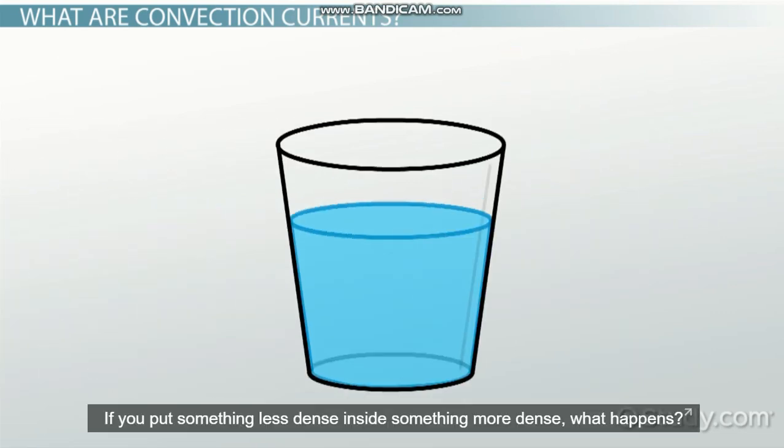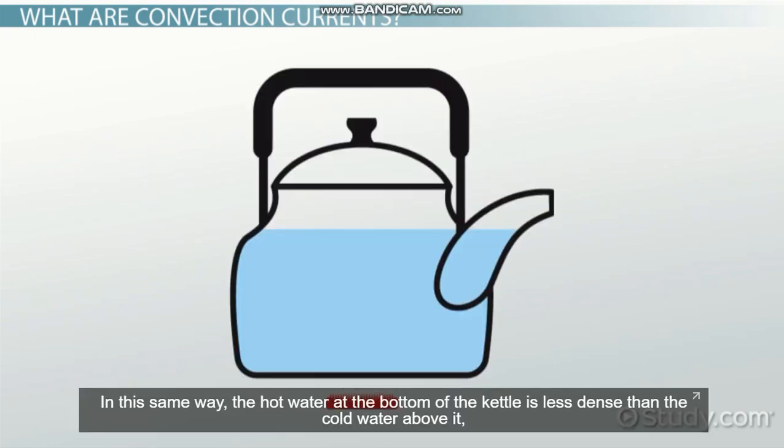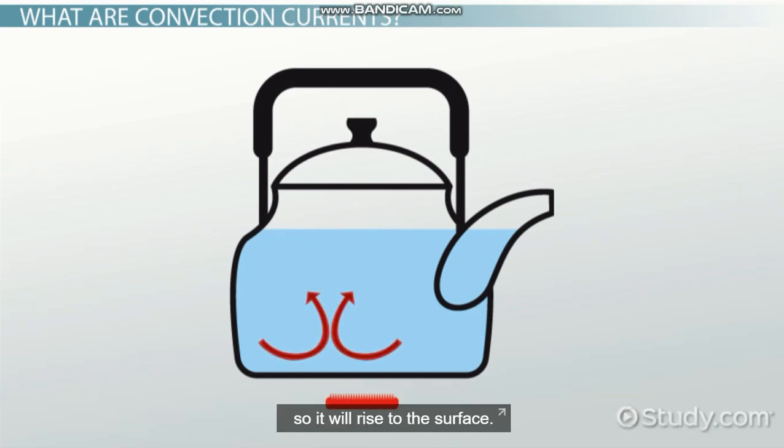If you put something less dense inside something that is denser, what happens? Well, try putting a cork underwater. You won't be surprised to see it jump right to the surface. In this same way, the hot water at the bottom of the kettle is less dense than the cold water above it, so it will rise to the surface.